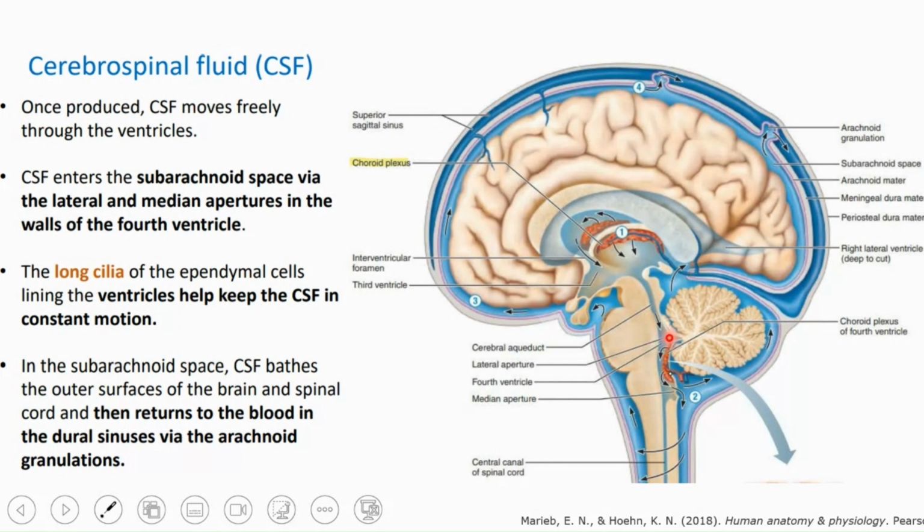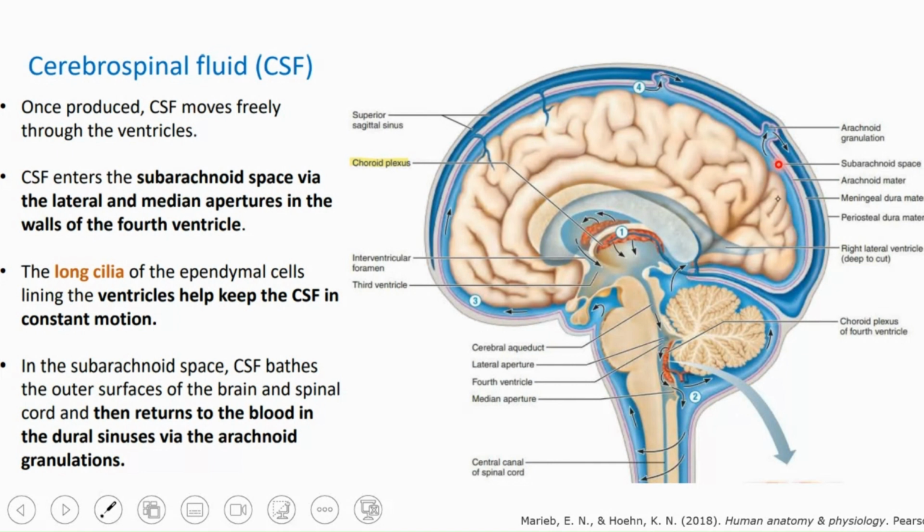The fourth ventricle has two openings or apertures. These are the lateral aperture and the median aperture. Just know the names for now. These apertures or openings will allow the CSF to move from these ventricles to the subarachnoid space. Remember, we said the subarachnoid space is the space where the CSF is found. So they will move here from the ventricles to the subarachnoid space, as you can see here.